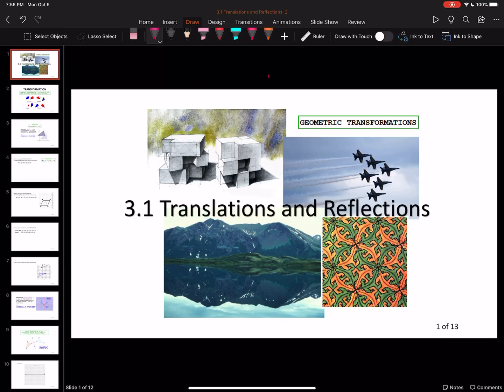Hey guys, for today's lesson, we're going to talk about two different types of transformations, the translation and reflection. A lot of these transformations should be fairly familiar to you from 8th grade, or maybe 7th grade, but we're going to touch on them again, go a little bit more in depth, but today we're just going to focus on the translation and reflection.